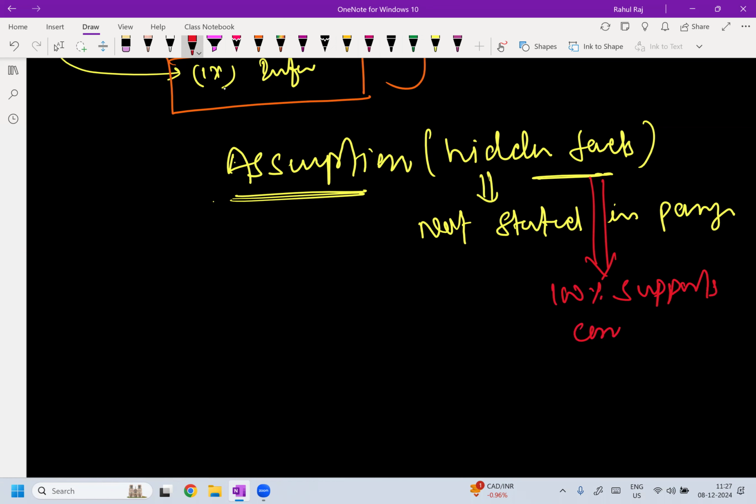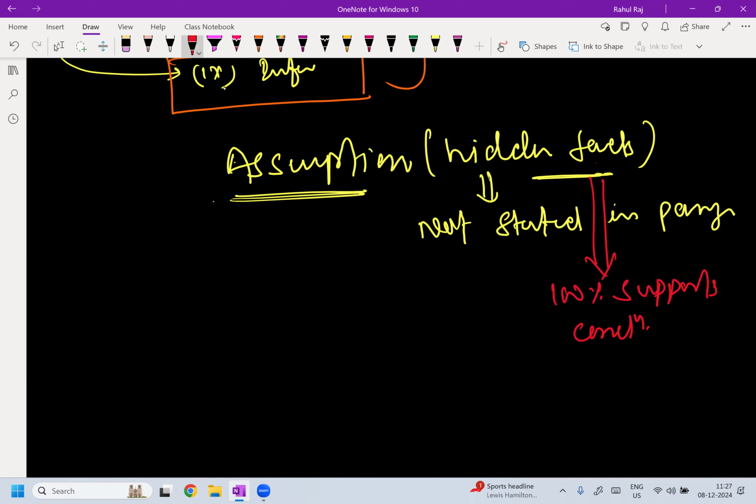Every word is interlinked to each other, and if you get confused with the wording, it will be a humongous problem. So assumptions means hidden facts. I have just told you the role of a fact while explaining the CR argument. What is the role of a fact? To support the conclusion. So when I say assumptions are hidden facts, facts means what? It should support the conclusion. That's it.